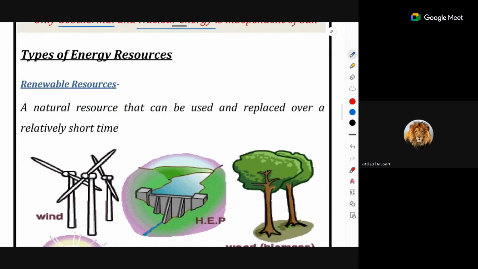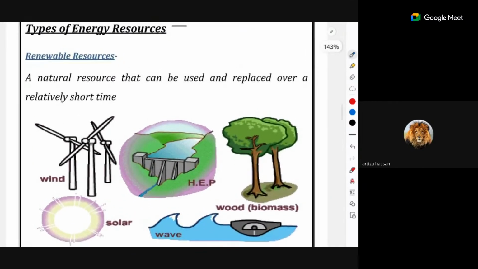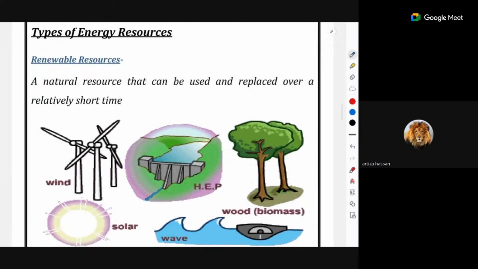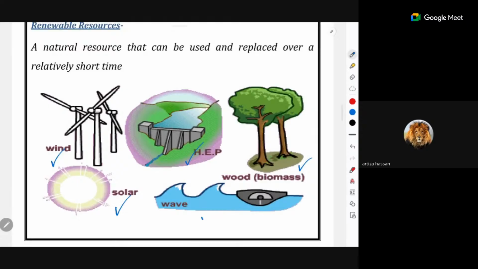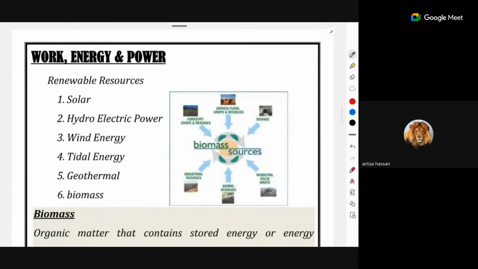So I am just going to describe. That is why I have selected these notes, because here I had to show you some things. That is why the visuals were important in this. I have listed all the renewable sources of energy here: wind, hydroelectric power station, biomass, solar and waves. There are six actually by nature. Yes, there are six: solar, hydro, wind energy, tidal energy, geothermal and biomass.